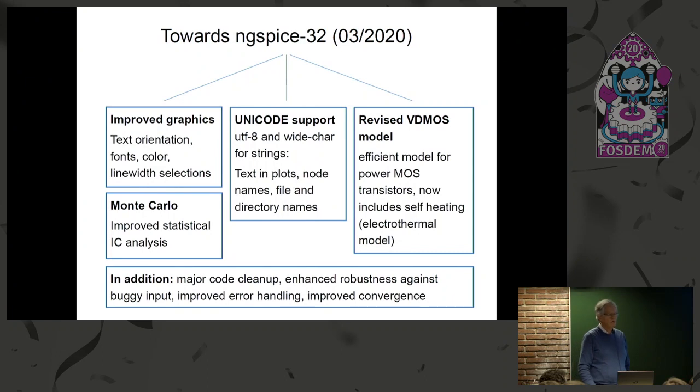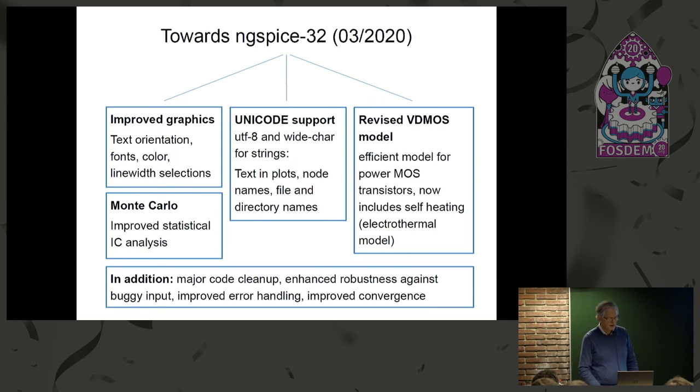So what is the status, or what are we doing right now? We are working towards ngspice 32, which should be available hopefully in March. As you see from the things we are doing there, there is no revolution going on. It's a lot of evolutionary development. Improved graphics for the output, both on Windows and on Linux. We want to add Unicode support, so that we use UTF-8 strings and wchar strings on Windows, and that we can use Korean and Chinese and Russian and other languages or texts for plots, node names, file names, directory names.